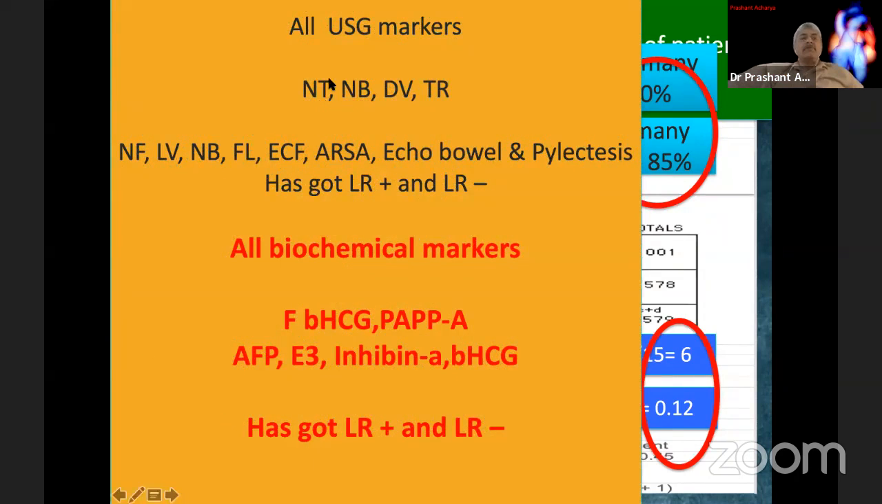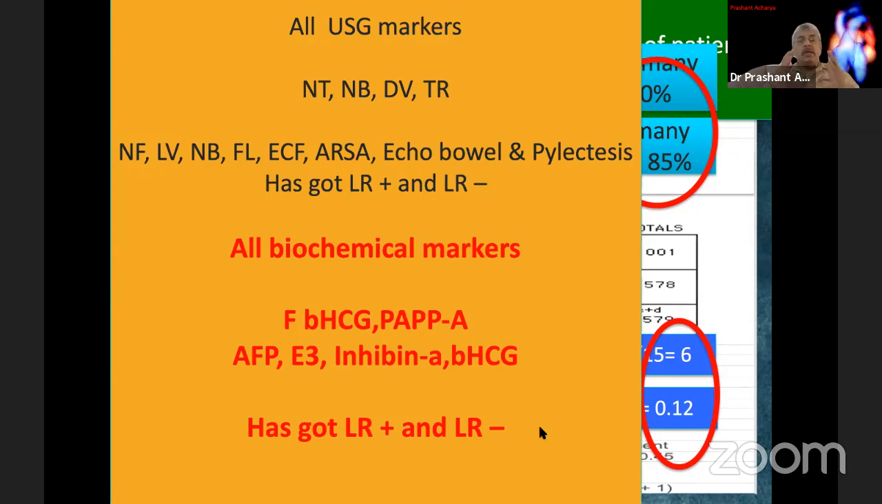And the same thing applies to every ultrasound marker, whether it is nuchal, nasal bone, ductus venosus, tricuspid regurgitation, for the first trimester, or in the second trimester, all ultrasound markers, there are 8 ultrasound markers, everything will have its own positive and negative likelihood ratio. The same is true of all biochemical markers, whether it's free beta HCG and PAPP-A, alpha fetoprotein, E3, inhibin A, or beta HCG, everything will have its own positive and its own negative likelihood ratio.